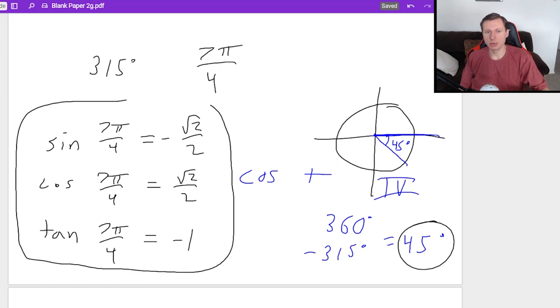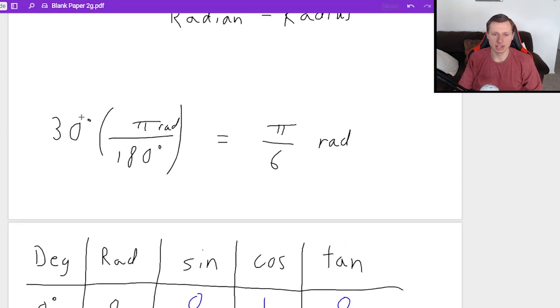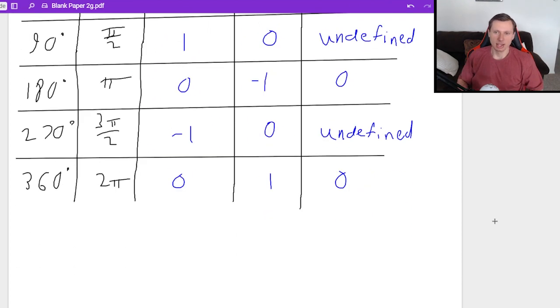And you can answer problems like this in 2 minutes, just like I did. But it's going to take a lot of memorization, especially for this table right here. I highly recommend memorizing this entire table. And so that's a great introduction to the unit circle.